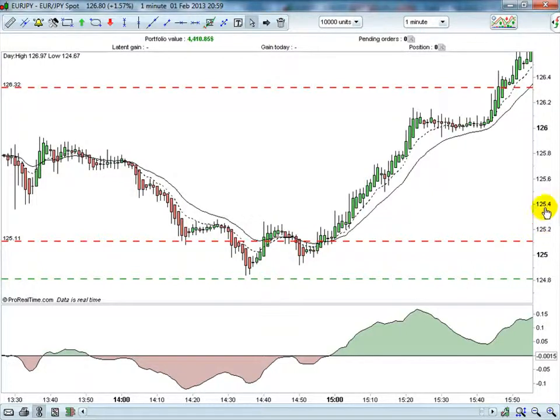So, you know, you can certainly pyramid into the position and magnify the profit potential, and that was absolutely the way to go this week on the Euro-Yen pair. And that's our look at our charts for today.